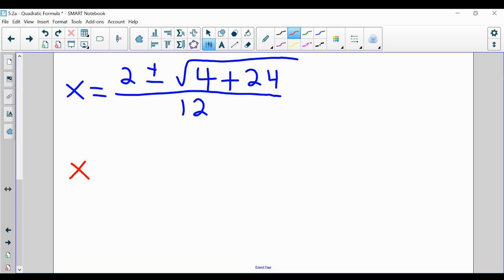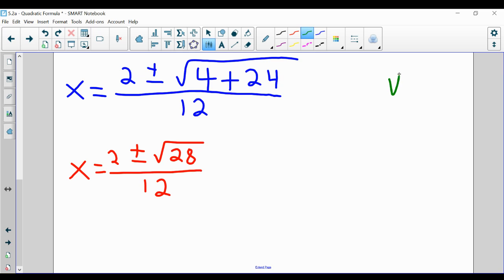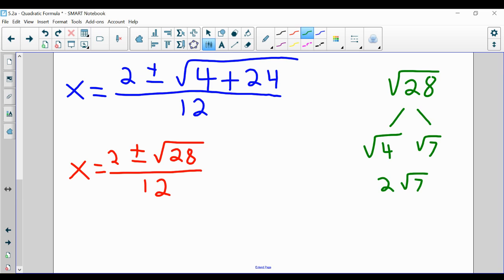All right, so inside that radical, I've got x equals 2 plus or minus the square root of 28 divided by 12. And so the square root of 28, let's do a little sidebar over here, a refresher from Unit 4. 28 is not a perfect square, so we're going to break it down. That's the square root of 4 times the square root of 7, because 4 times 7 is 28, and the square root of 4 is 2. So this turns into just 2 root 7. So we're going to write this as 2 plus or minus 2 root 7 over 12.